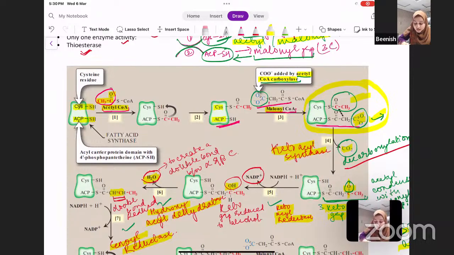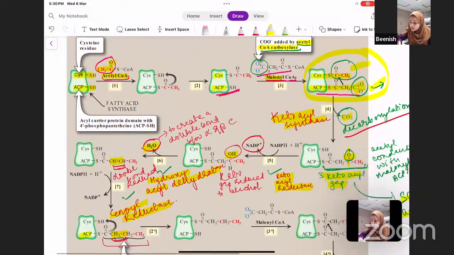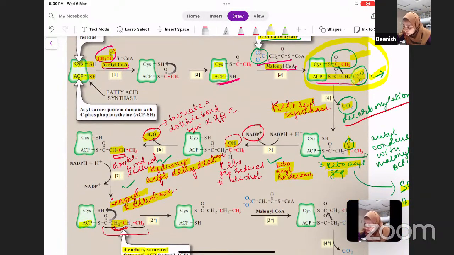Two monomers with cysteine and ACP. Now your acetyl attaches to the cysteine and your malonyl attaches to the ACP of two different monomers. Then decarboxylation takes place. Your carbon dioxide is liberated and your acetyl from the cysteine condenses with the malonyl at ACP to form a 3-keto-acyl group.